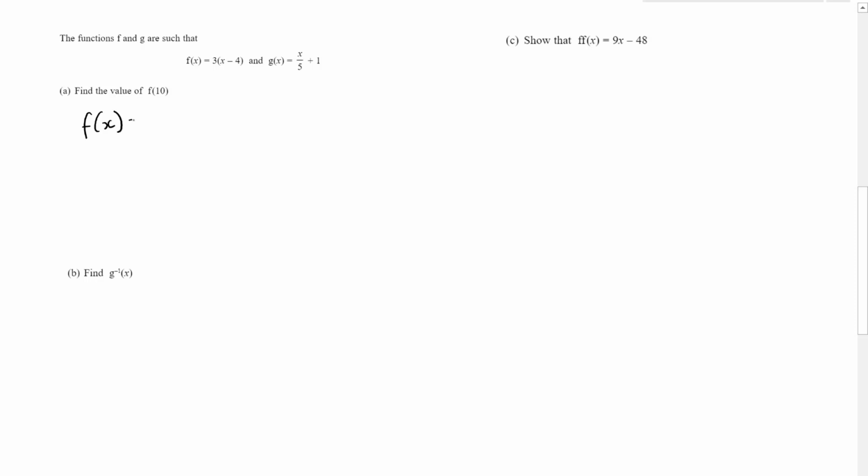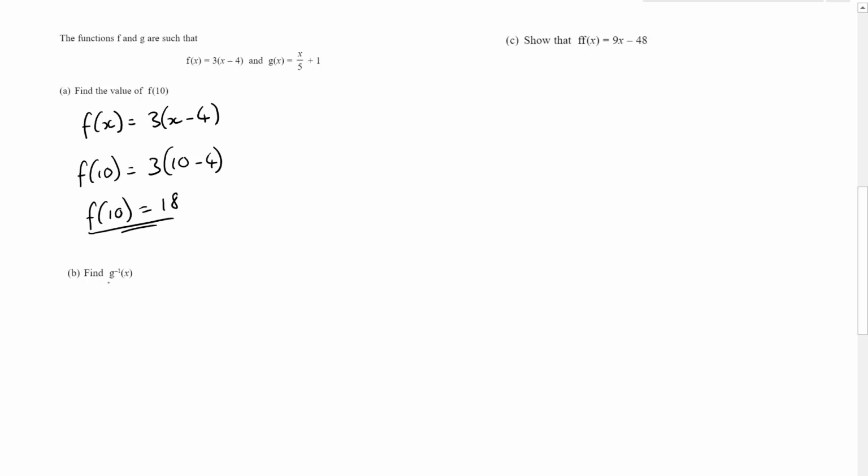Now, second question, they've given us another 2 functions. So they've recalled f of x and g of x, and they want us to first find the value of f of 10. So we know f of x is 3x minus 4. So wherever I have an x, I'm going to put a 10. So f of 10 is 3 times 10 minus 4. Now 10 minus 4 is 6. 6 times 3 is 18. So f of 10 is equal to 18.